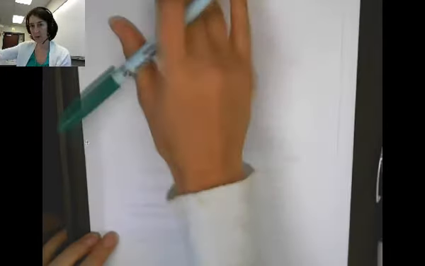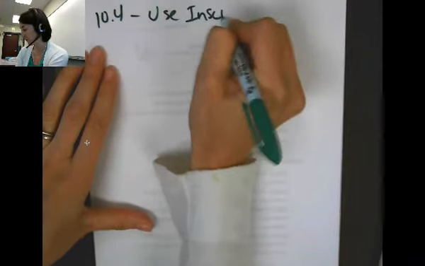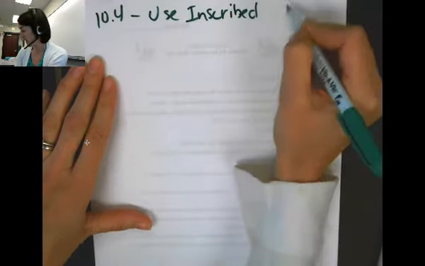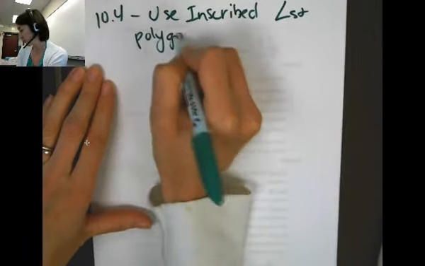Alright, so let's get started. A few definitions first. Section 10.4 in our book uses inscribed angles and polygons, still relating to circles.